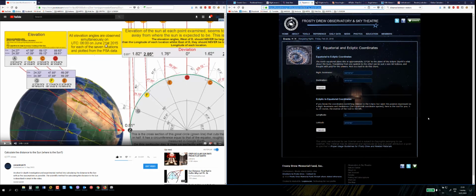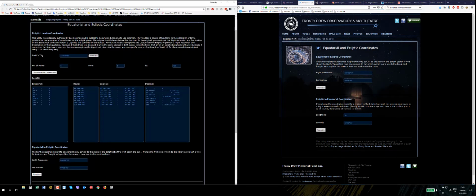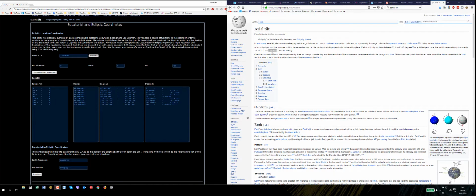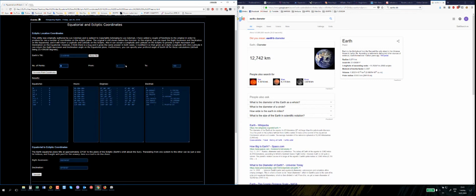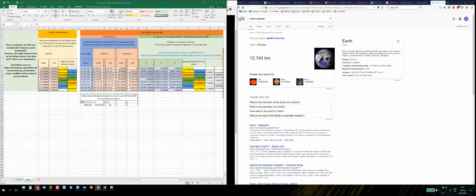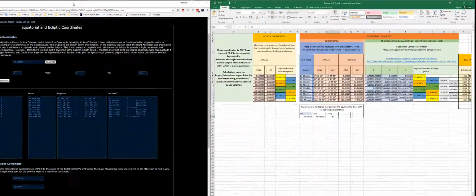I actually downloaded this website and modified it a bit, and I added some extra fields. I have to say that this utility is authored by Les Coleman, and he has to take credit for it. Use this number as the Earth's tilt. Wikipedia says it is 23.436, and Google says the tilt is 23.439. I inserted the number of points I want from 0 to 180, and I generated the coordinates. What I do with these numbers then is insert them in my Excel sheet.